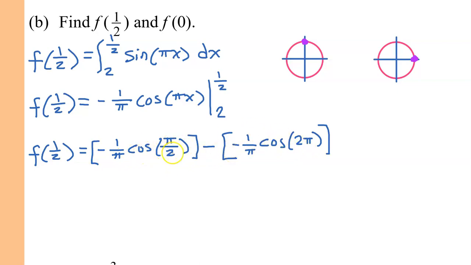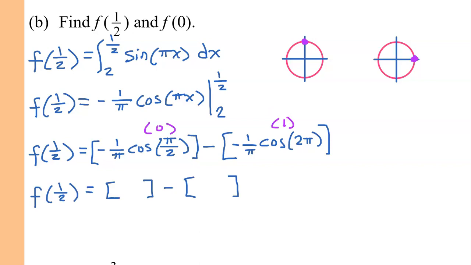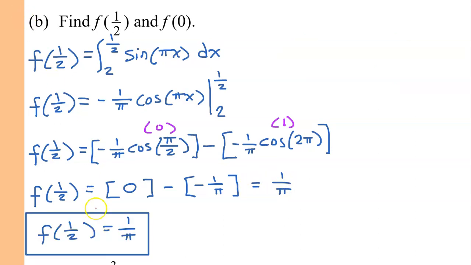But the cosine of pi over 2 is 0. And the cosine of 2 pi is 1. So the value of the first bracket is 0. And in the second bracket, we have negative 1 over pi. But minus a negative is a positive. So this is 1 over pi. So f at 1/2 equals 1 over pi.